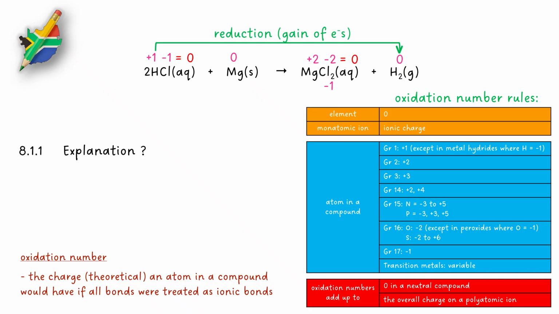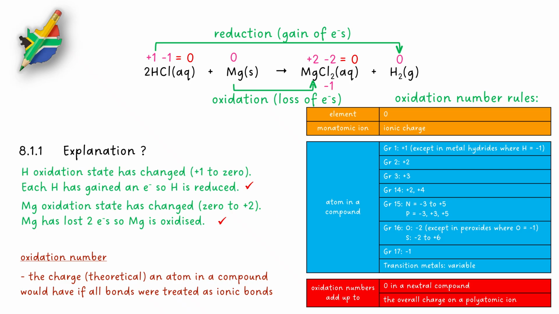Each hydrogen gained an electron, and so hydrogen is reduced. The oxidation number of magnesium has changed from 0 to +2. Magnesium lost electrons, so magnesium is oxidized. Giving the oxidation numbers before and after the reaction for those elements where the oxidation number changed proves that this is a redox reaction.